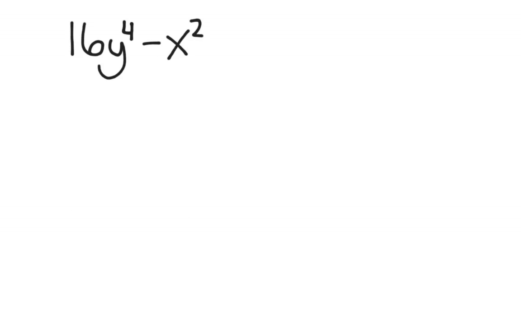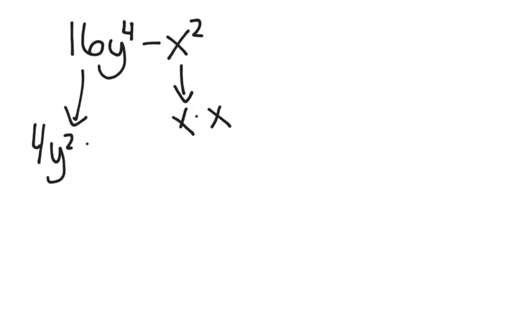One final example, I have 16y to the 4th minus x squared. X squared is obviously a square, it's x times x. 16y to the 4th is a little bit more complicated, but I know that 16 is 4 times 4, and I know that y to the 4th is y squared times y squared, so 16y to the 4th is 4y squared times 4y squared.